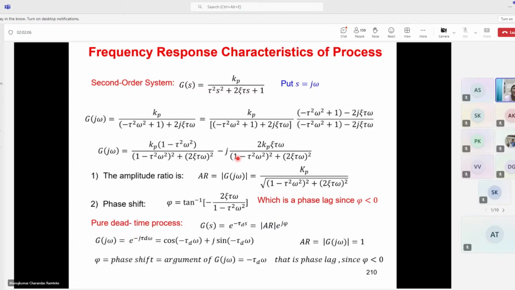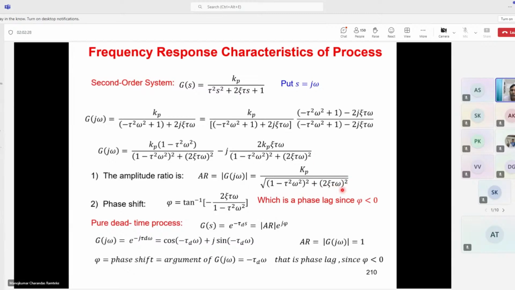Now again we can find the amplitude ratio. What is the amplitude ratio? The square of the real part plus the square of the imaginary part, and the square root of that. If you do that, we can directly get the amplitude ratio, which is nothing but the magnitude of g of j omega, which comes out to be Kp divided by under root 1 minus tau square omega square whole square plus 2 zeta tau omega whole square.